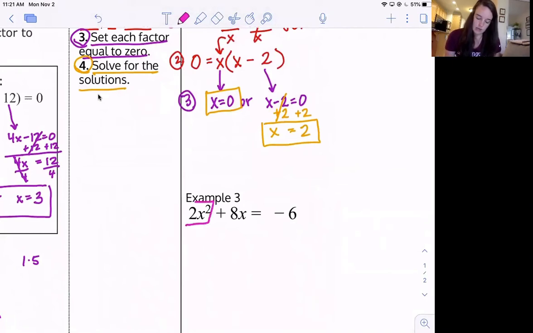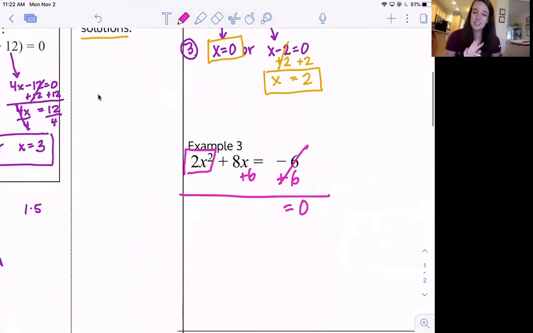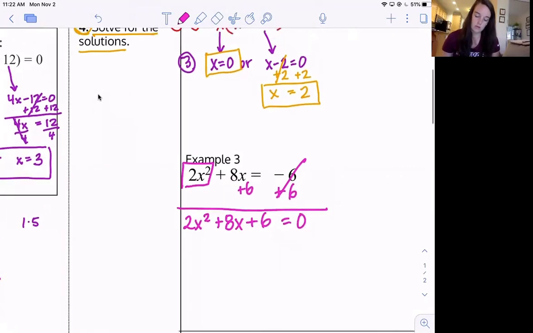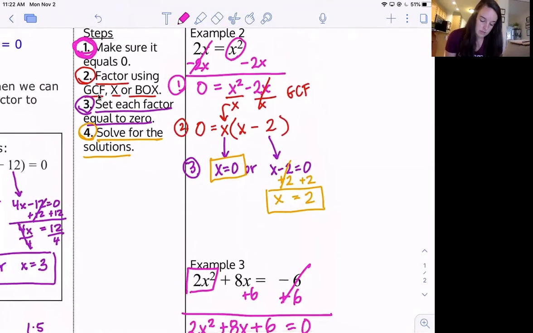I see x squared is over here, so I'm going to move everything to that side. I'm going to go ahead and add 6. So I'm adding 6 over here. That will cancel and leave me with equals 0. None of these are like terms. I have x squared, I have x, and then a number by itself. They're not like terms, so just write them next to each other. 2x squared plus 8x plus 6, just like that. All right, that was step 1. Make sure it equals 0.